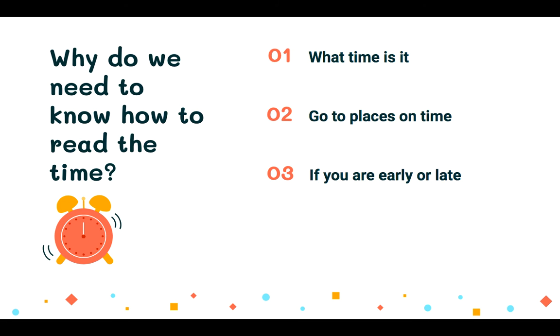So why do we need to know how to read the time? What do you think? Well, we need to know what time it is, right? We need to know when we need to go to places on time. So if someone tells you you need to be there by 2 o'clock, we need to be able to look at the clock and know what time to reach, right? We also need to know whether you're going to be early or late to somewhere. So here are some reasons why we need to know how to read the time.